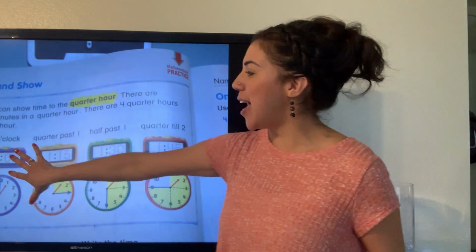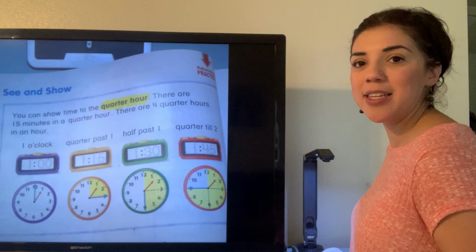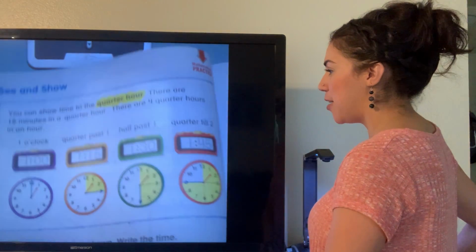So here we look at the digital clock and we have an analog clock. And let me see if I can get this. There we go. Maybe a little better here.